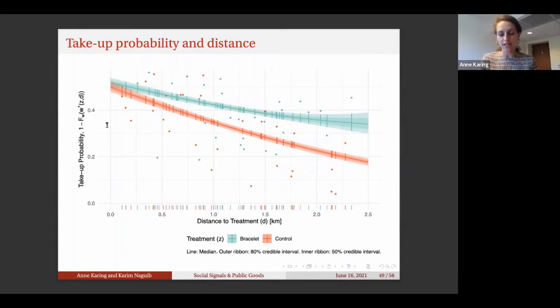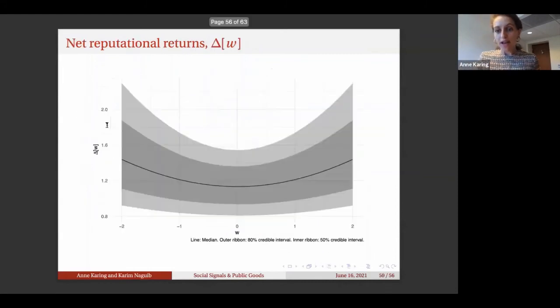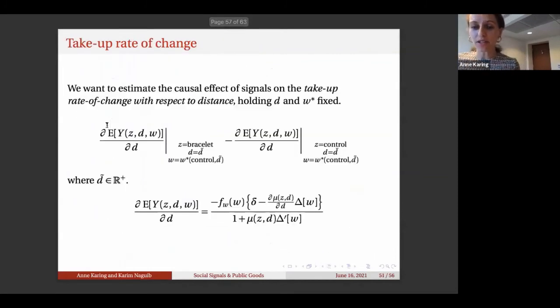And what you can already see here is, generally, as you would expect, a decline in demand as we're increasing the cost for distance. But what you can see is there is a less steep decline in the demand for the bracelets compared to the control group. What we're doing now, however, why we need more structure, is what we actually need to do to estimate the social multiplier object.